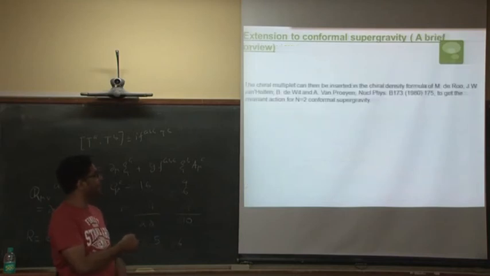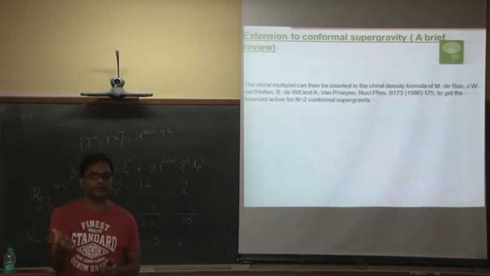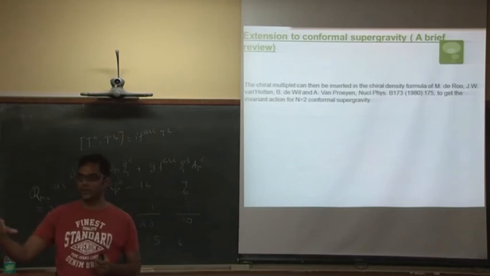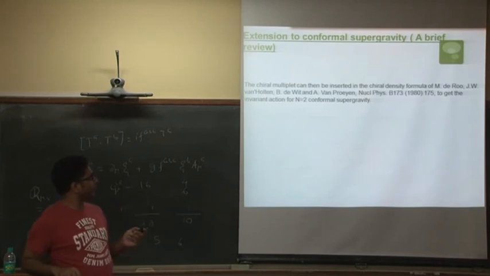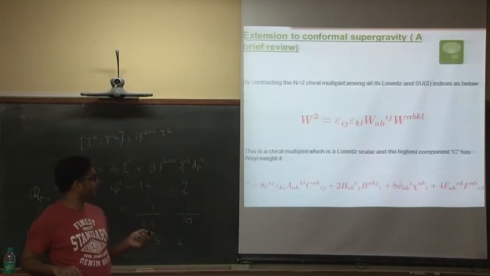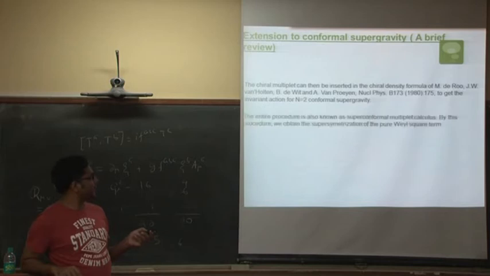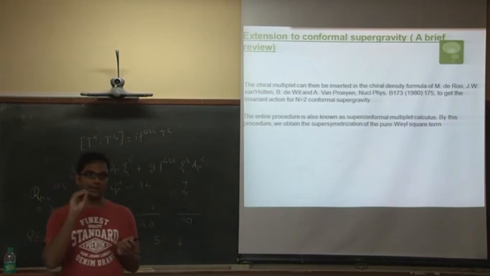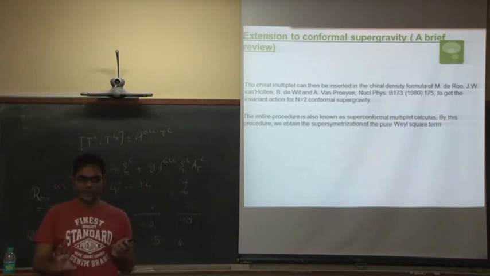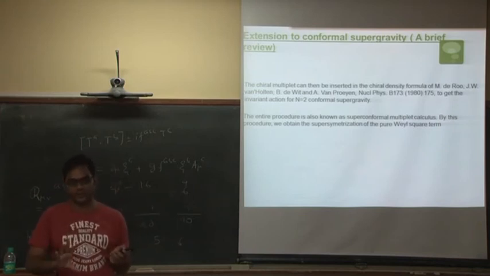And there is another thing which is known as the chiral density formula. If you have a chiral multiplet in the background of the supergravity Weyl multiplet, then you can write down a density formula which gives an invariant action in terms of the chiral multiplet. So once you have this chiral multiplet, you can put it in the density formula and you get the action. And that action is nothing but the supersymmetrization of a pure Weyl squared term. I've just taken the Weyl multiplet and squared it. Okay, so you'll get the supersymmetrization of the pure Weyl squared term in this way.